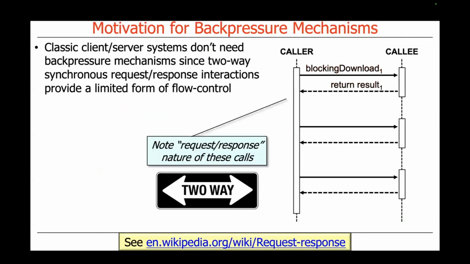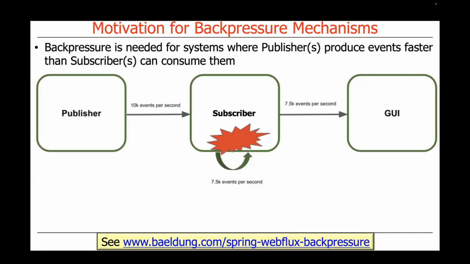Let's first start by talking about why we need backpressure. Classic client-server systems don't need backpressure since the two-way synchronous request-response interactions provide a limited form of flow control. So you make a call, the caller blocks, the callee does its thing and sends back a response. Then the caller makes another call, the caller blocks, the callee does its thing, sends back a response, and so on and so forth. So there's really no need to worry about sending too many requests because you're doing this in a sort of lockstep request-response style manner.